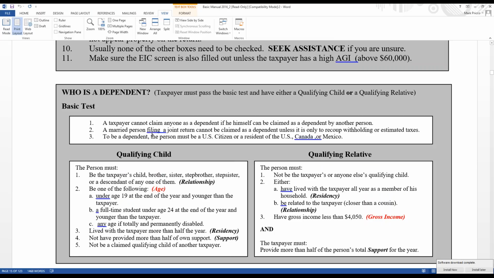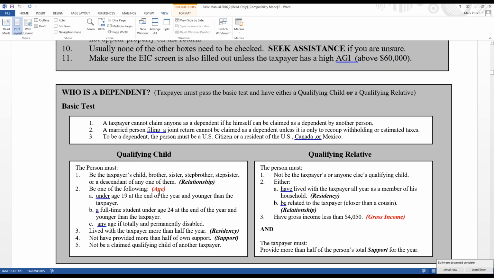So there are 2 definitions of a dependent, a qualifying child and a qualifying relative. It's better to meet the definition of a qualifying child because you're able to get more money. Basically, your refund's going to be larger if you have a person that meets the definition of a qualifying child compared to a qualifying relative. A qualifying relative is good, but it's nowhere near a qualifying child. You're going to get a larger refund if you have a qualifying child.